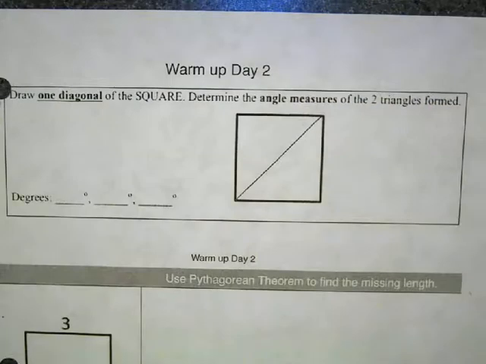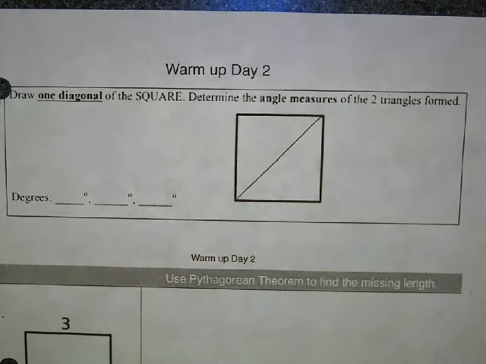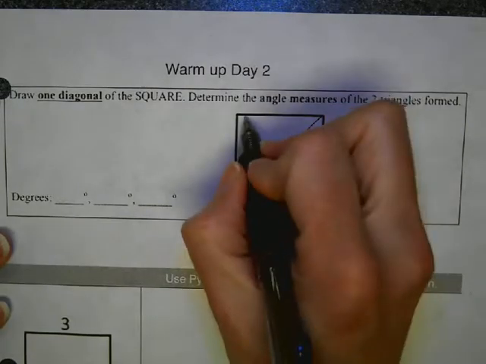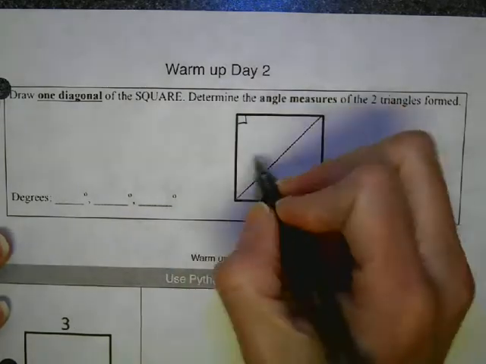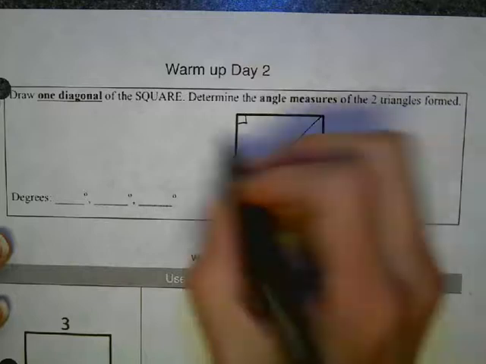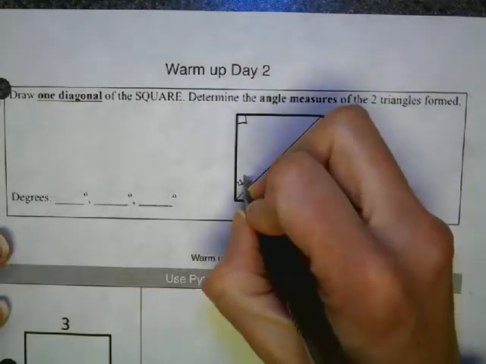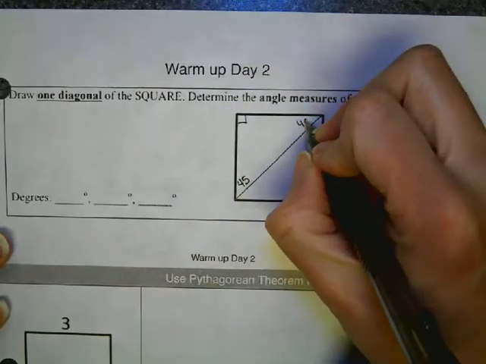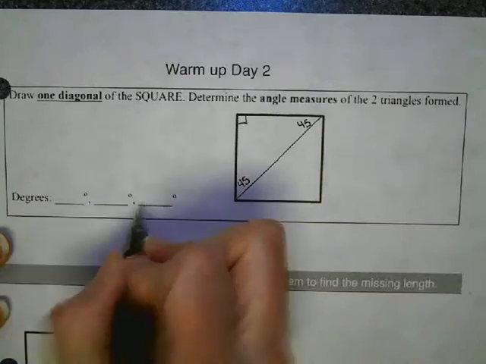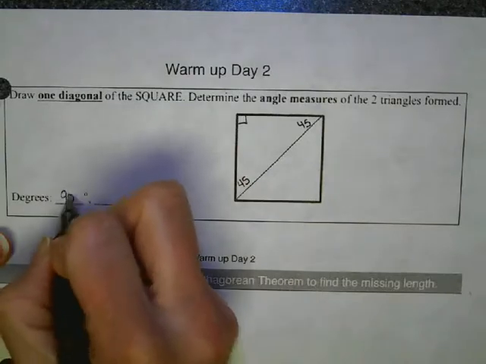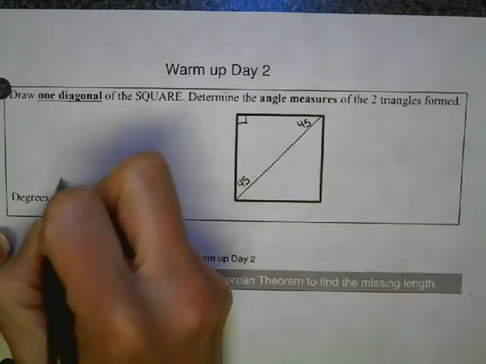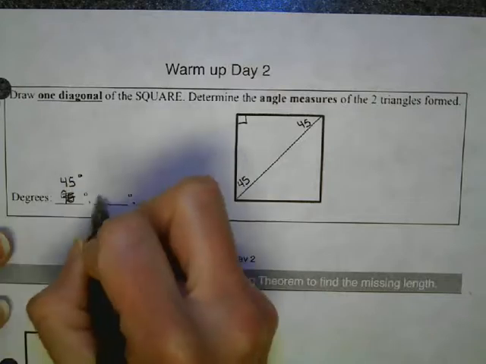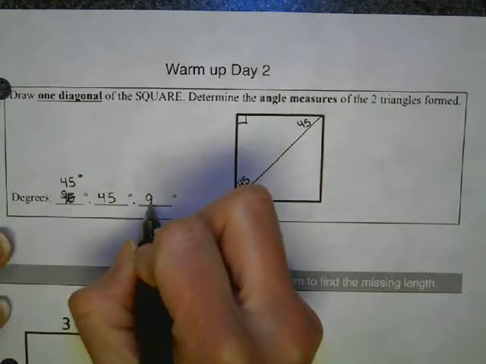Determine the angle measures in the triangles that were formed. Well, we know in a square this is 90 degrees, and the diagonals bisect the angles in a square. So this is 45 and 45. Okay, so these little degree symbols, we would have a 90 degree symbol. Or here, let's start with 45. We'll have a 45 degree, 45 degree, and 90 degrees.